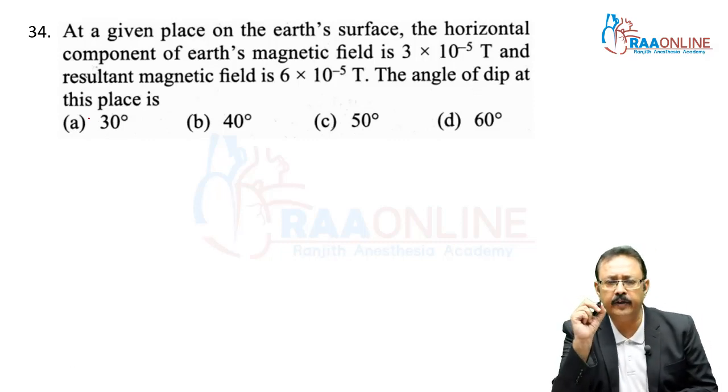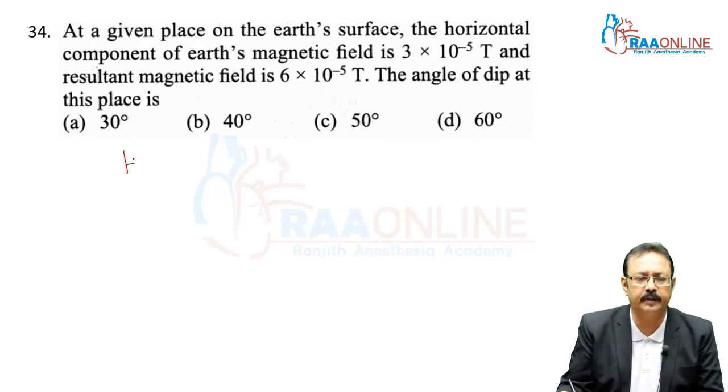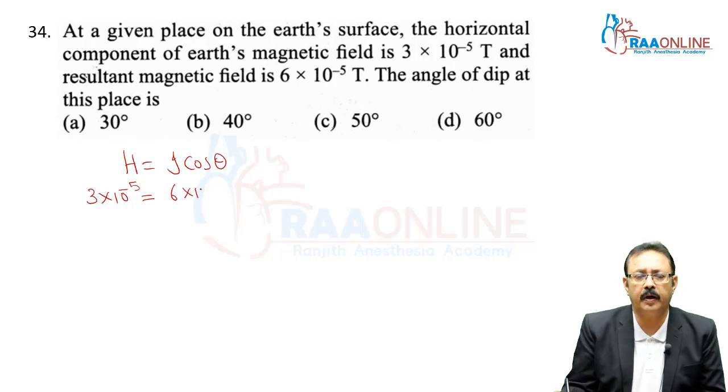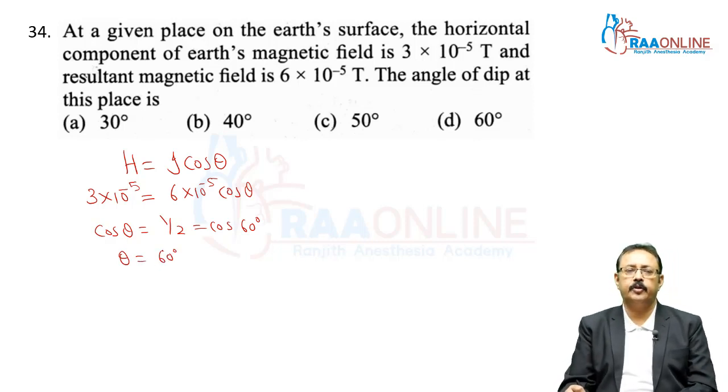34th, at a given place on the earth's surface, horizontal component is this and resultant magnetic field is this. We know that horizontal component is I cos theta. H is given 3 into 10 to the power minus 5. Total intensity is given 6 into 10 to the power minus 5. So we can calculate angle of dip. Cos theta should be 1 by 2, which is the value of cos 60 degree. So theta should be 60 degree.